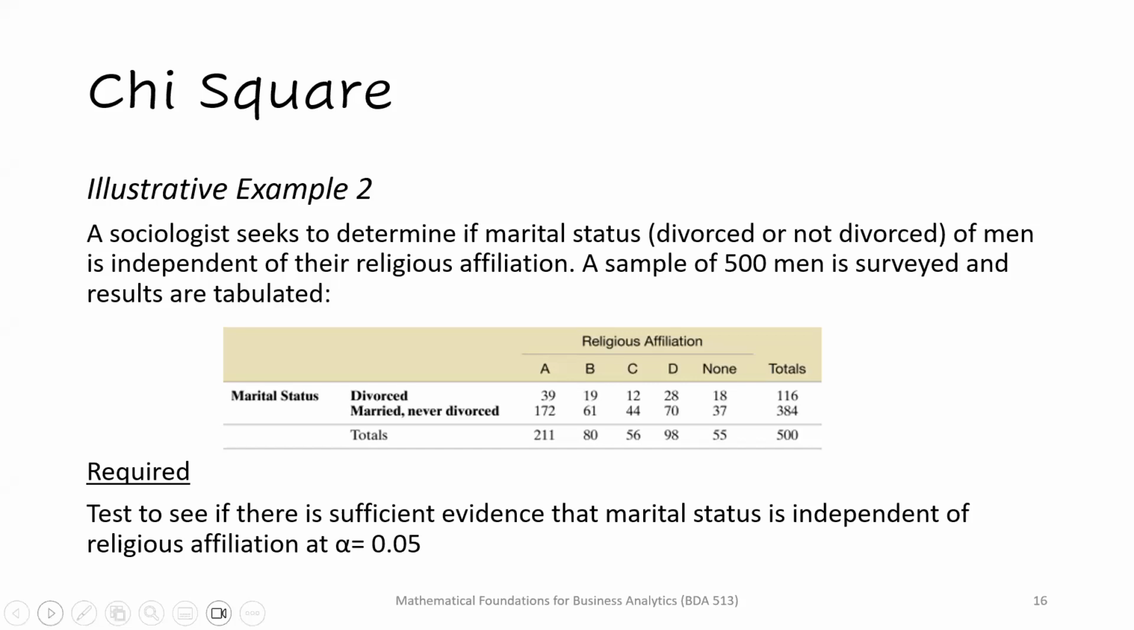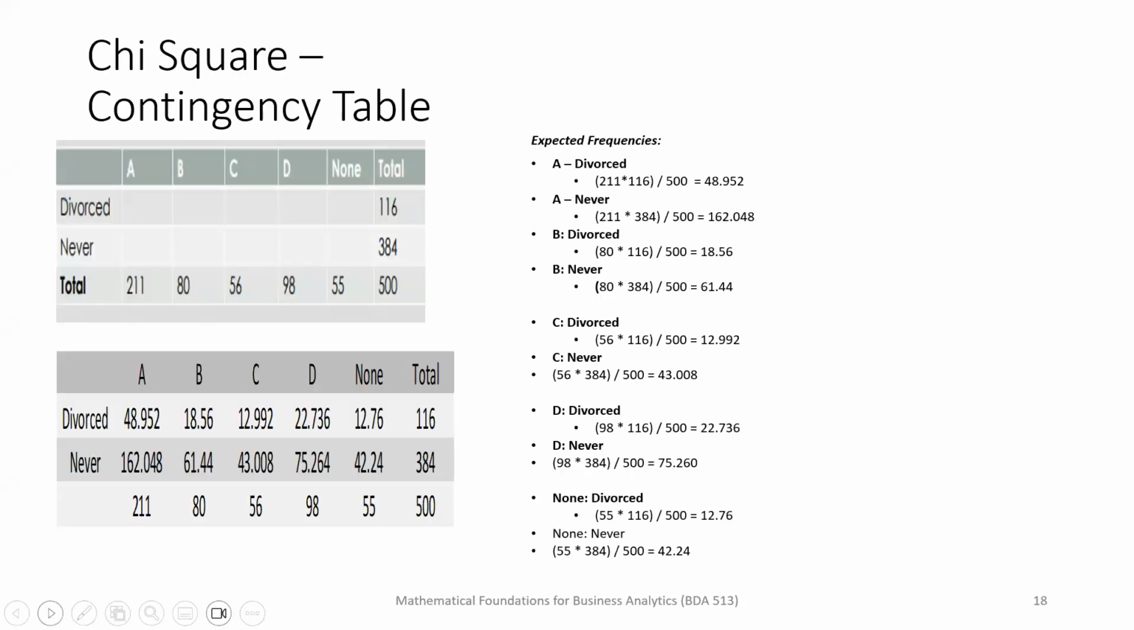To get the expected frequency for category A, for divorced for instance, we multiply 211 by 116 and then divide by the total, which gives us 48.952.